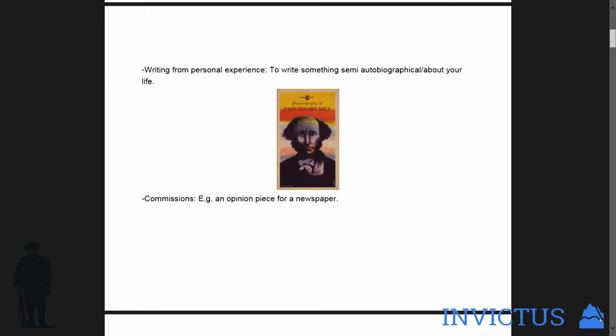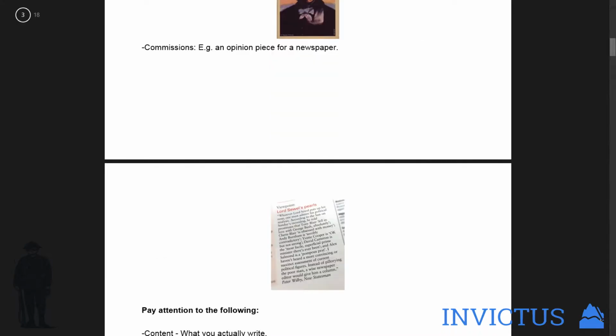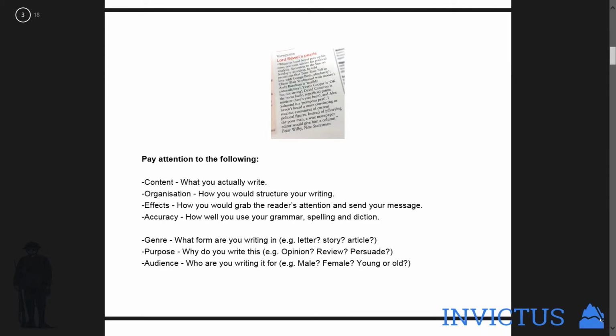So here are some things that you must pay attention to. Content, because what you actually write, you have to write the correct thing. Organization, your structure must be clear so that nobody gets confused and the examiner doesn't put you off for points or something. Effects, so how would you grab the reader's attention and send your message? Are you able to grab the audience's attention and convey your embedded message? Accuracy, how well you use the grammar, spelling, and diction. So how well you write, just write good, basically.